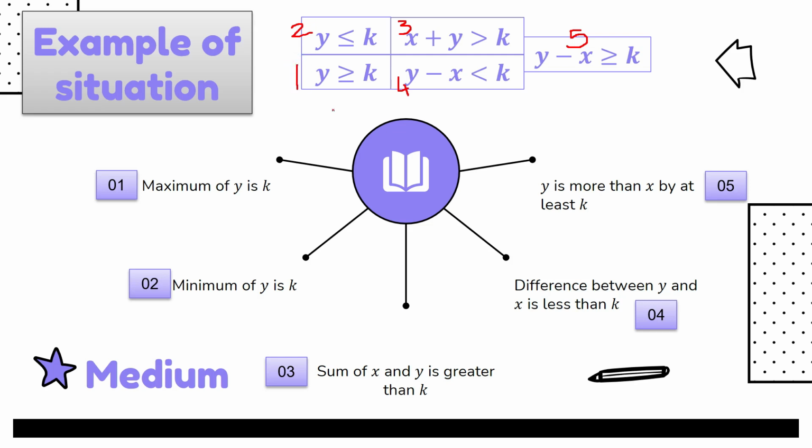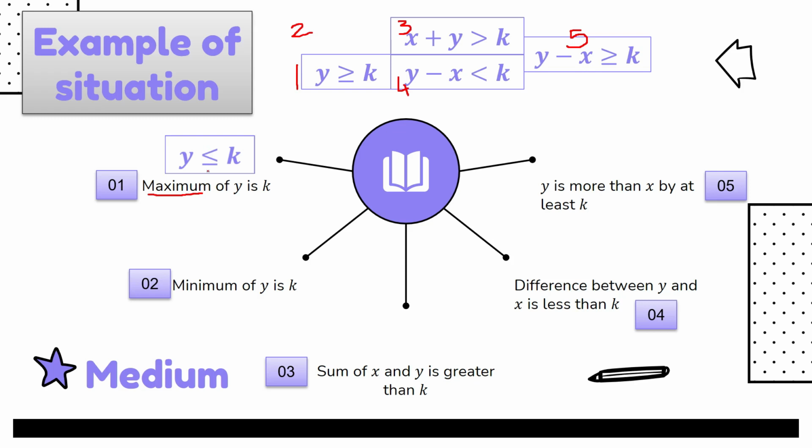Now we check the answer, whether it is correct or not. Oops, wrong answer for Adler. The answer is y lower than or equal to k, because it says maximum. What does maximum mean? Paling besar, paling banyak. It cannot be more than that. So it must be y lower than or equal to k, because it cannot be greater than k, since the maximum is k.